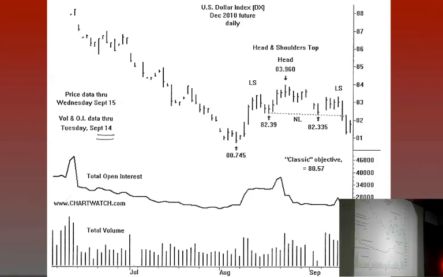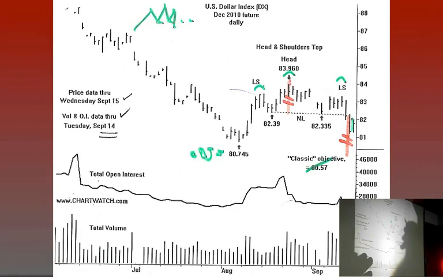Now here's where this gets interesting. Here's where we can actually do something. Look at this. Left shoulder, head, right shoulder. We've got an active head and shoulders top on this chart right now. What's the downside measuring objective? We're going to go from the high of the head, which on the DX future was 83.96. We're going to take that vertical distance, and I figured it out mathematically as well.